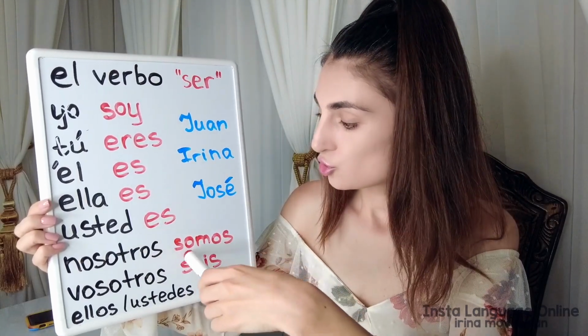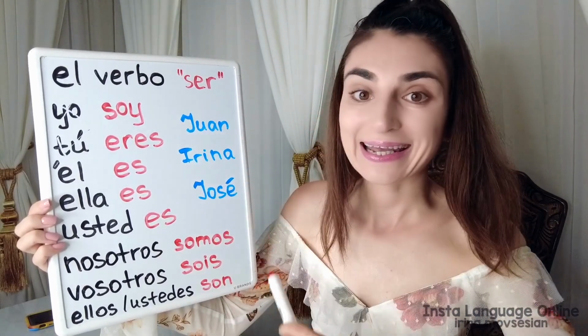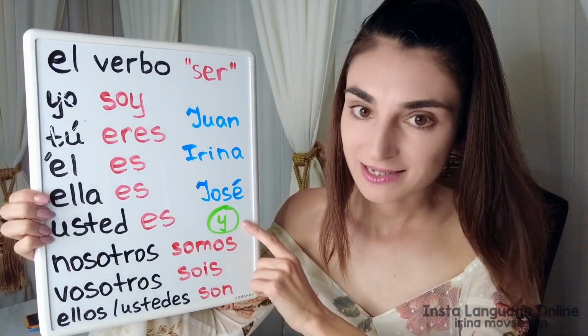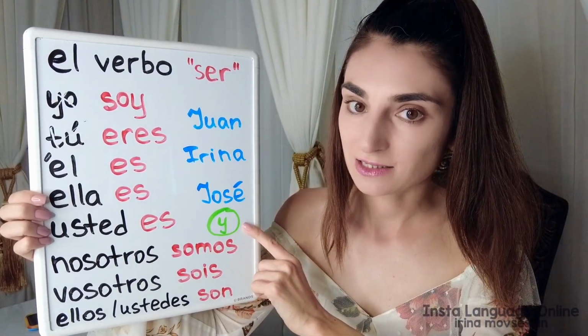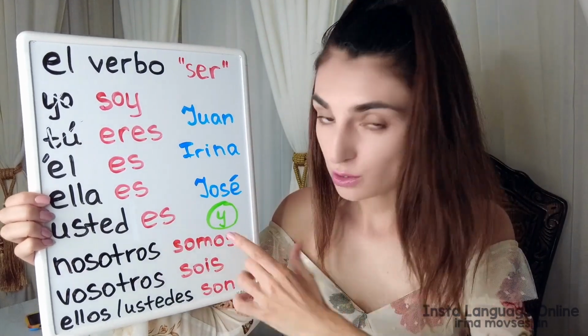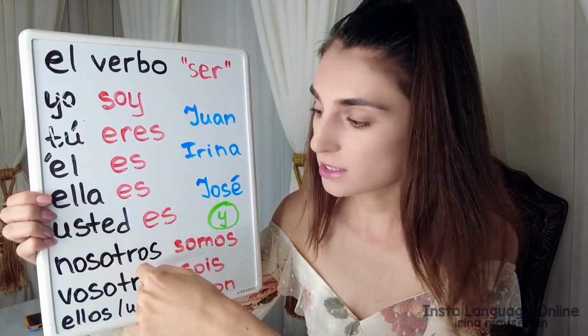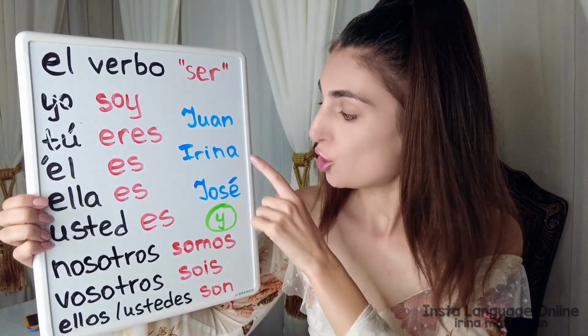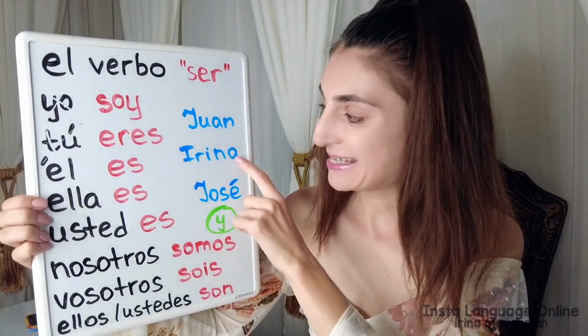Somos. Somos Juan y Irina. So let's look at the board. This is and. Y. Somos, we are. I do not need to say nosotros. Just somos José y Irina.